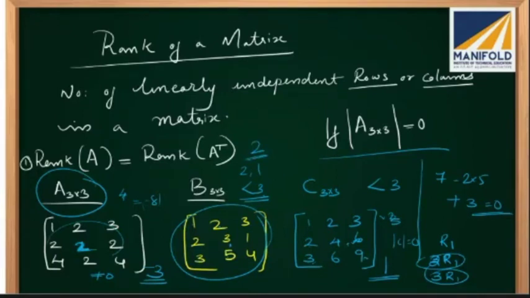So we have 3 different 3 by 3 matrices. First one rank is 3, second one rank is 2, and third one rank is 1. And for this matrix and this matrix, determinant is 0. Now you can write one point. That is a very important point.